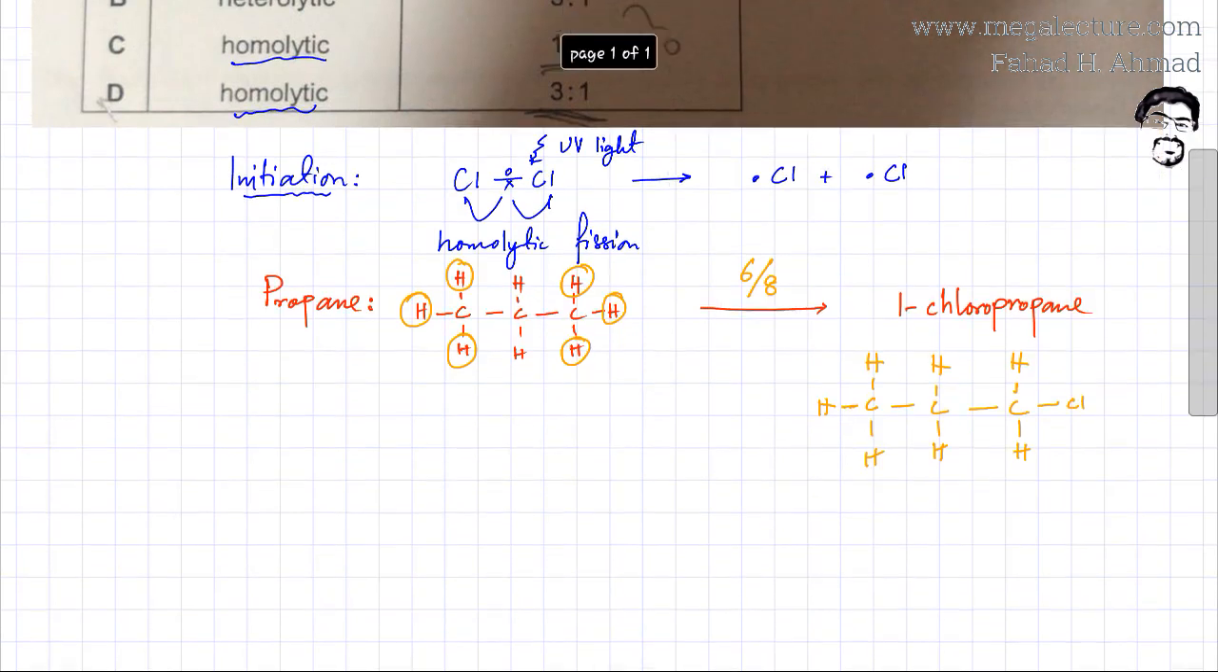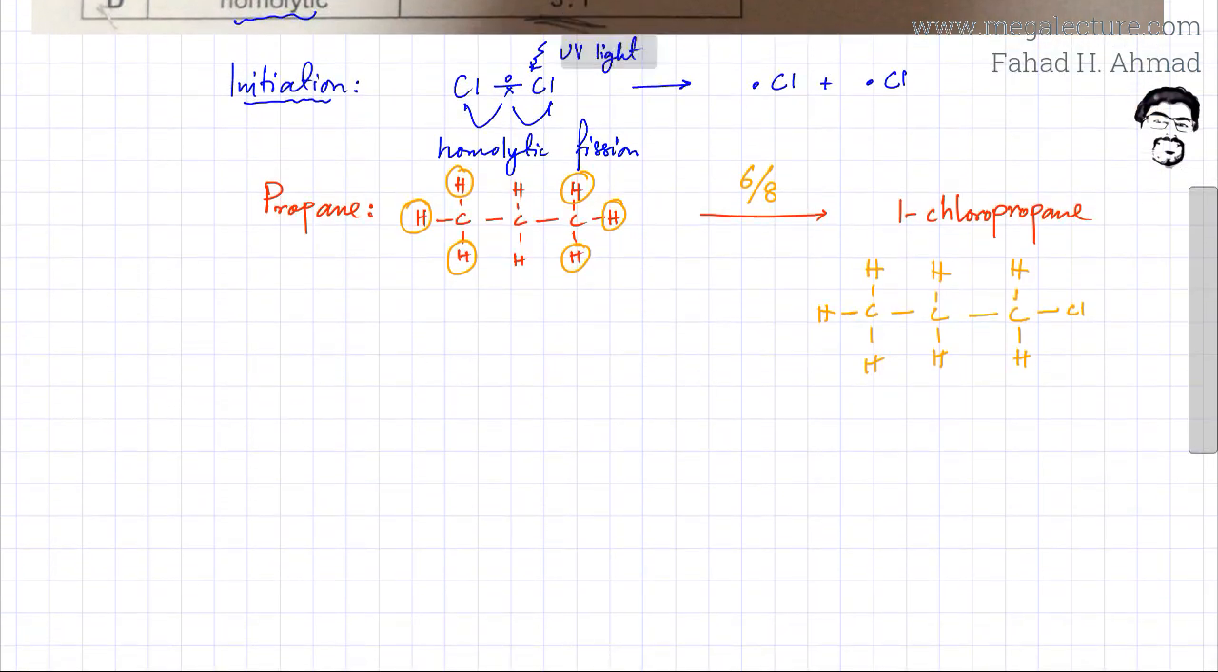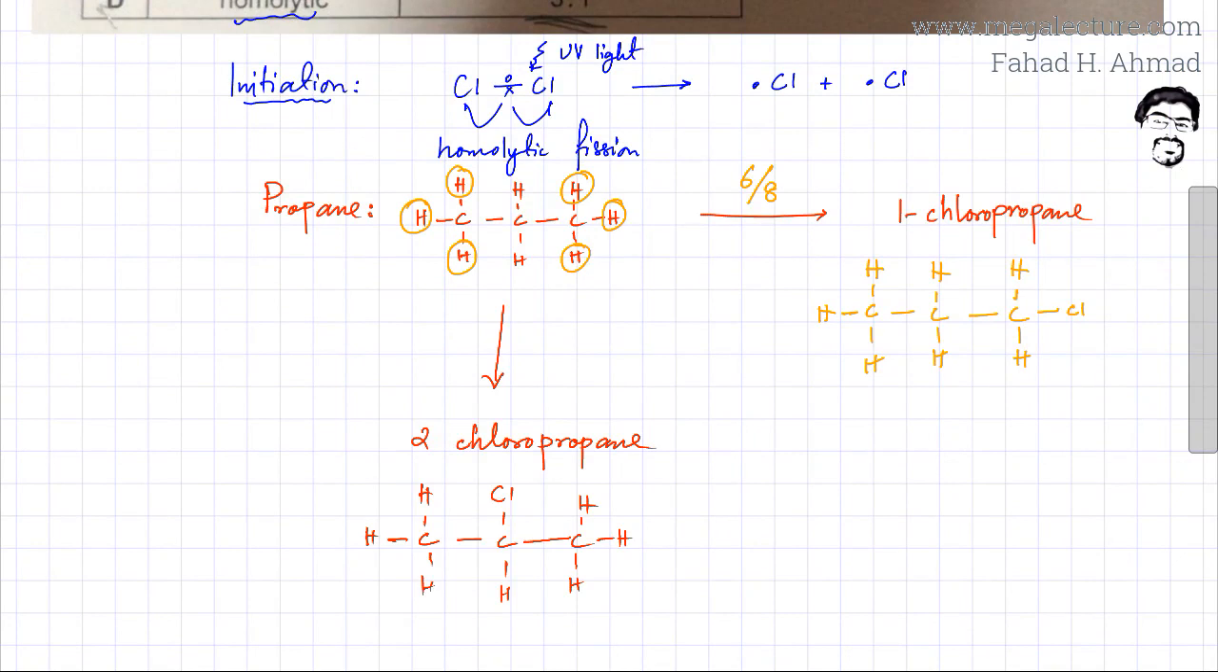Now, what's the probability of getting 2-chloropropane? Now, this here is 2-chloropropane. In 2-chloropropane, Cl is attached to the middle carbon atom. So, out of these eight hydrogens, which one would get substituted to give you 2-chloropropane? It's either going to be this hydrogen or this hydrogen. So, the possibility of getting 2-chloropropane would be two out of eight. If either one of these two gets substituted and the Cl gets in their position, then you're going to get 2-chloropropane.